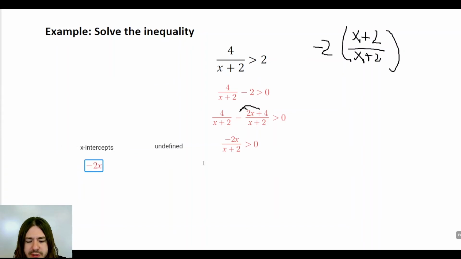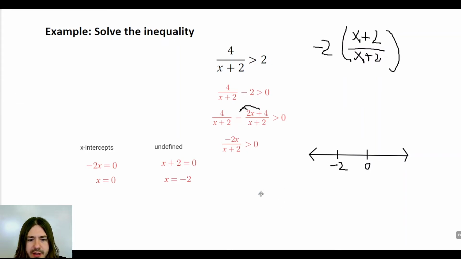So we get negative 2x equals 0, so x is equal to 0. No big deal there. And then where it's undefined is going to be where x plus 2 equals 0. So that's going to occur at negative 2. So my number line is going to have 2 numbers on it. It's going to be at 0 and negative 2, so I'm going to have 3 intervals here. And at negative 2, we are undefined. And at 0, we are 0.